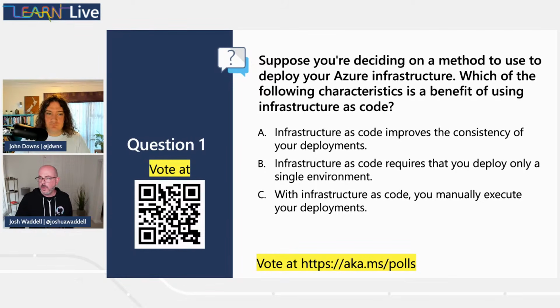So the first question is: suppose you're deciding on a method to use to deploy your Azure infrastructure. Which of the following characteristics is a benefit of using infrastructure as code? A, infrastructure as code improves the consistency of your deployments. B, infrastructure as code requires that you deploy only a single environment. Or C, with infrastructure as code, you manually execute your deployments. So go to that particular poll and drop your answer on the question.